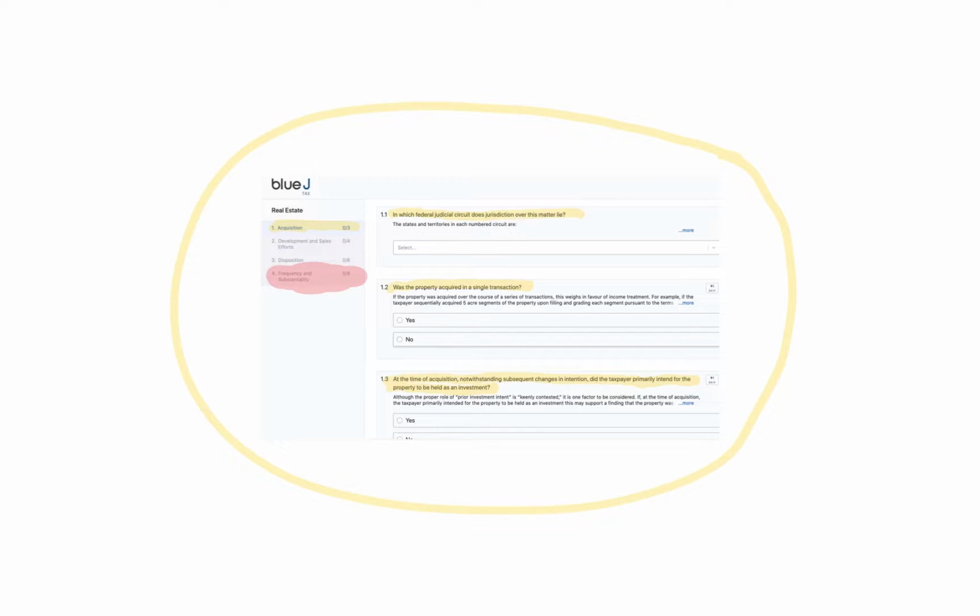Some of them are yes or no. Other questions you answer. So for 1.1, for our case, we put 11th Circuit. For 1.2, was the property acquired in a single transaction? Yes, it was acquired in a single transaction for our client. 1.3, at time of acquisition, notwithstanding subsequent change in intention, did the taxpayer primarily intend for the property to be held as an investment? No, they did not. So that's the idea.